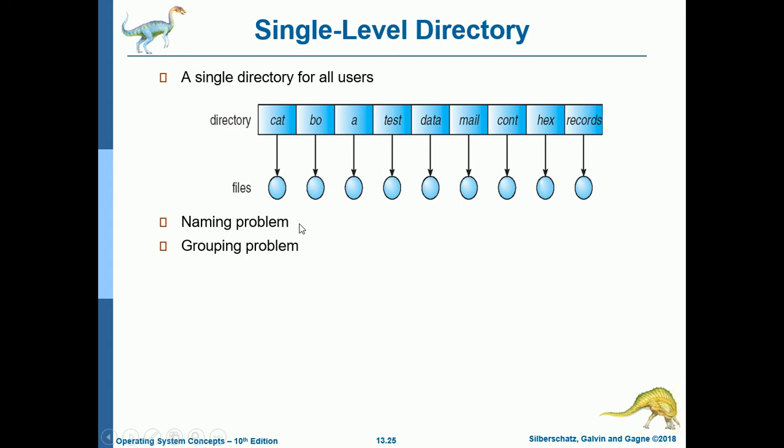So for a single level directory, we can encounter the naming problem because files must have unique names, of course. And then the grouping problem: you can't create folders for this. For example, you have files and you want to group them by type of file, or depending upon your preferences, the name or the category of that file. You can't create another folder inside the directory because it's a single level directory.